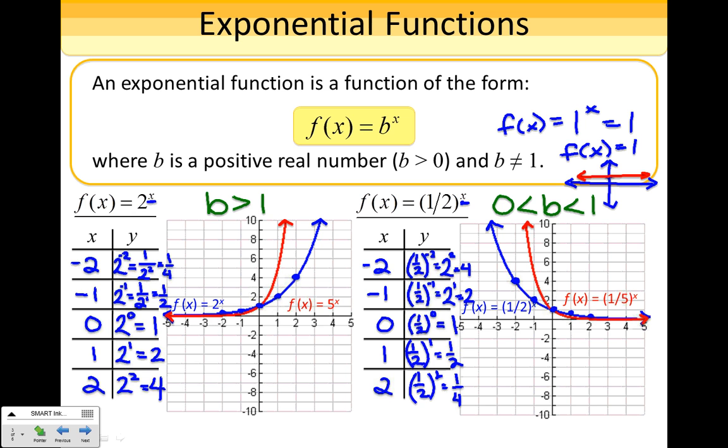So why don't you go ahead and really quick jot down a couple of ideas. What do you notice about these two graphs? What similarities do you notice? What differences do you notice? What is similar between the 2 to the x and the 5 to the x? What is similar between the 1/2 to the x and the 1/5 to the x? What changes between those two? Then look at the graphs on the left and the graphs on the right and compare those. What changes? What's different? What's the same? Go ahead and jot a couple of those down, and I will ask you to share them in class next time.